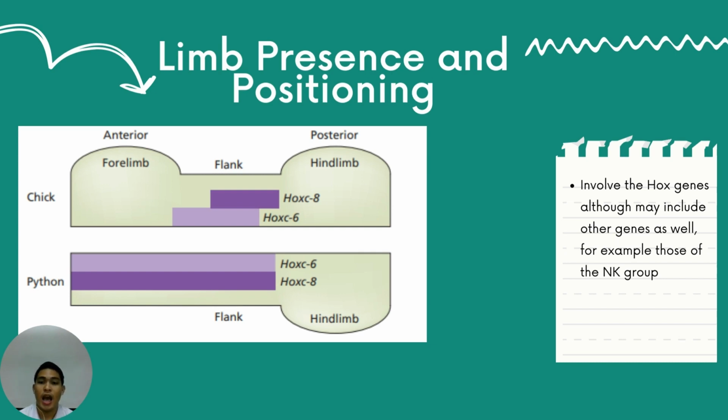The python is a type of snake that has no trace remaining of the forelimbs but does have a rudimentary pelvic girdle and a proximal vestige of the hind limbs. It shows expression of the Hox C6 and C8 extending right up to the head, but posteriorly the expression border stops just short of the rudimentary hind limbs.